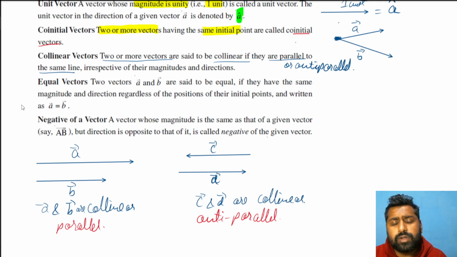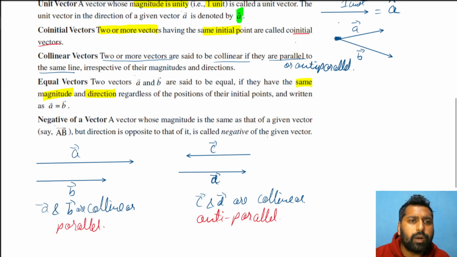Next we'll talk about equal vectors. Two vectors are said to be equal, because a vector has two things, a magnitude as well as direction, if they have the same magnitude and direction. That's it. The magnitude should be the same, direction should be the same. It will be represented like a vector is equal to b vector. Whenever you want to signify a quantity as a vector, you put an arrow on it. Like I've written here, a, and this arrow represents that this is a vector quantity.